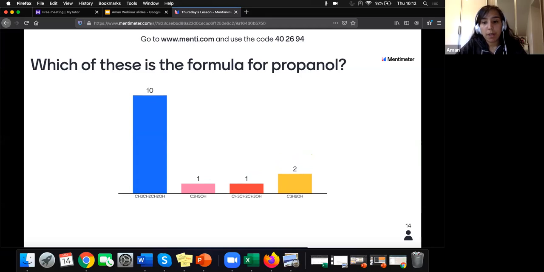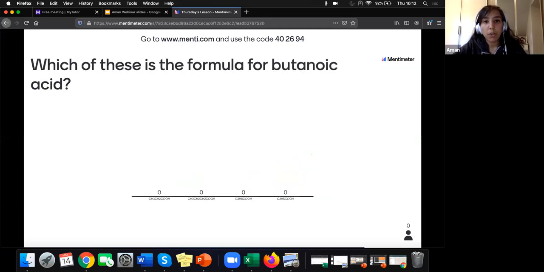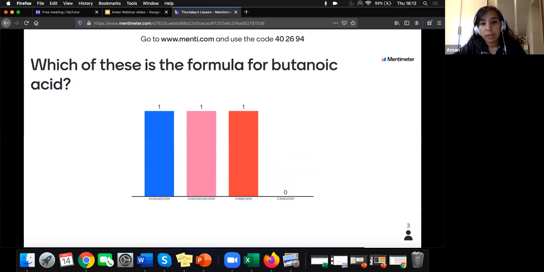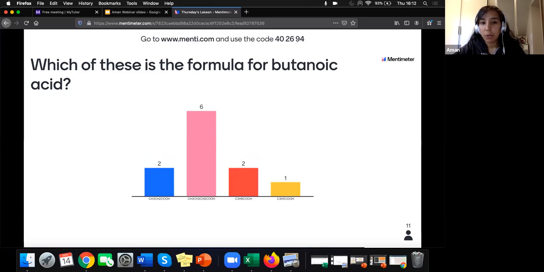Good job. Okay, let's go on to the next question. Which of these is the formula for butanoic acid? Sorry if the writing is quite small. Good. So far, the pink is the right one, so it's the second option that is the correct answer. Well done. CH3, CH2, CH2, COOH. So butanoic acid is the correct answer.